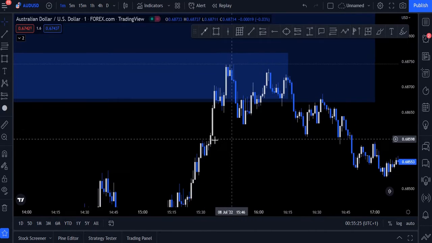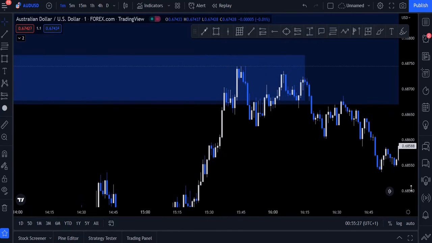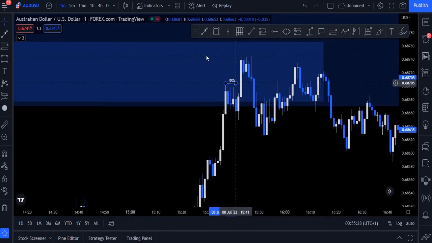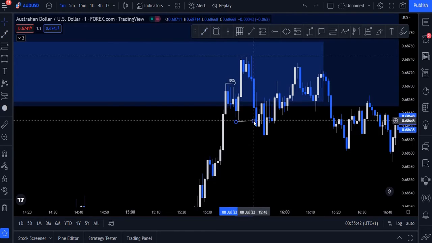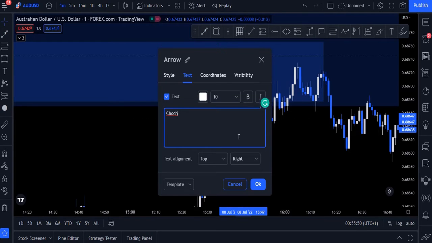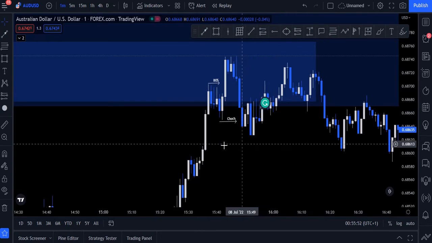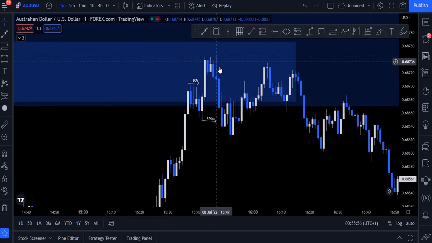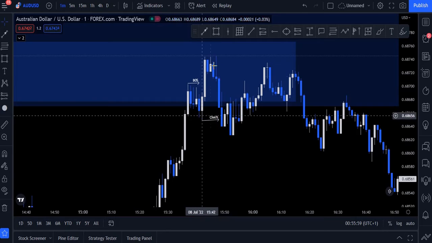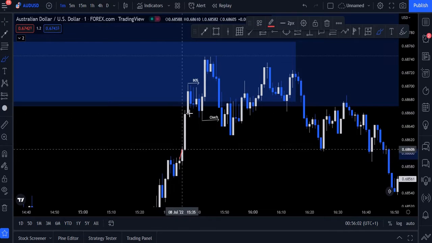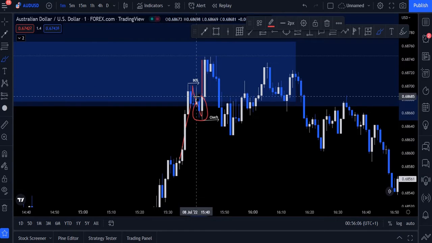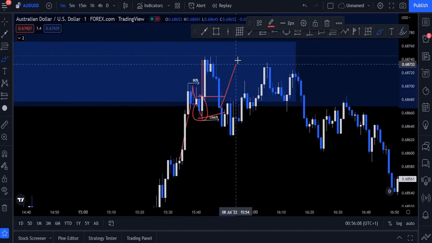You can use CHoCH, whatever you use, but I use change of character, and this was the break of structure. This was the change of character here. I was happy with this because you can see the impulsiveness. Price used to break this low. This low took this high. Price came up, broke down, and broke structure up. So I'm expecting it to hold and continue higher.